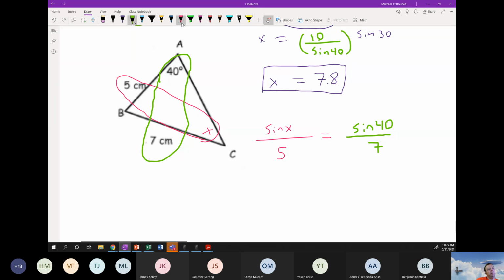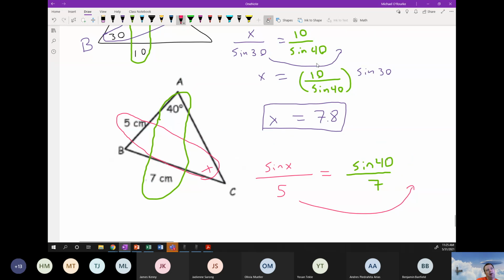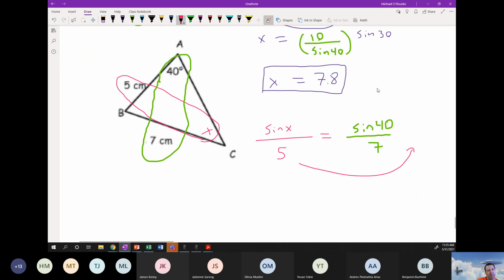Now I'm going to rearrange here real quick. It's not going to be the total rearrangement, but it's the same thing we did before. We bring that bottom thing over and it becomes a multiply. In this case, it's going to be sine x equals bracket sine 40 divided by 7, multiplied by 5.